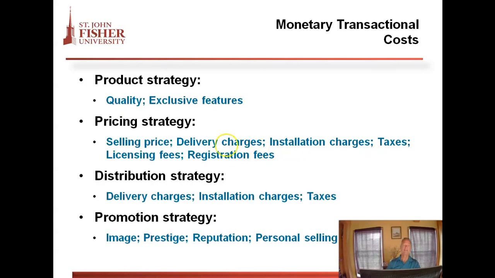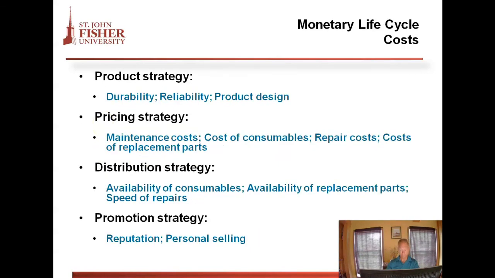Your pricing strategy includes your delivery charges, any installation charges or taxes. People don't like to pay for that. Again, I talked about that earlier in pricing strategy. The number one thing for consumers is free shipping. As a matter of fact, my daughter, and I use her as an example, will not buy anything that doesn't have free shipping. So people that offer free shipping oftentimes have that superior quality over those that don't. And then, of course, with your promotional strategy, your image, your reputation, and those types of things.